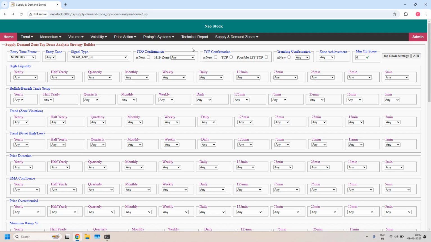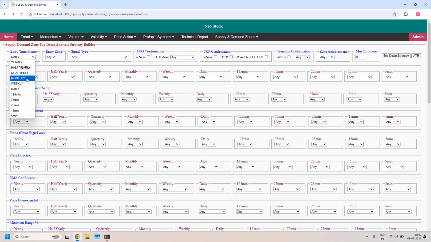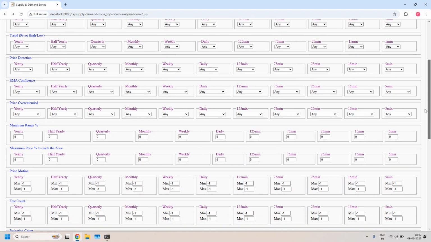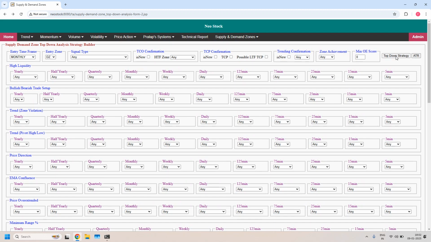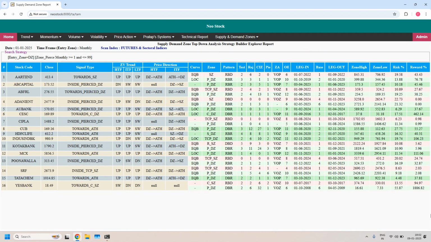Next, monthly time frame. We want pierced demand zones. That's why in the pierced count parameter at monthly time frame, at least once it should be pierced. Maximum could be anything. Let me give a big number, 99. Let's filter. We got 16 pierced monthly demand zones at present. You can use these stocks as per the lesson 28 pierced zone strategies. If you practice well enough, please use them.